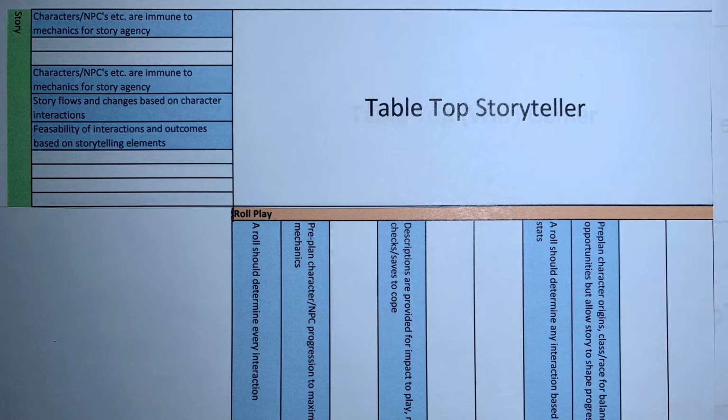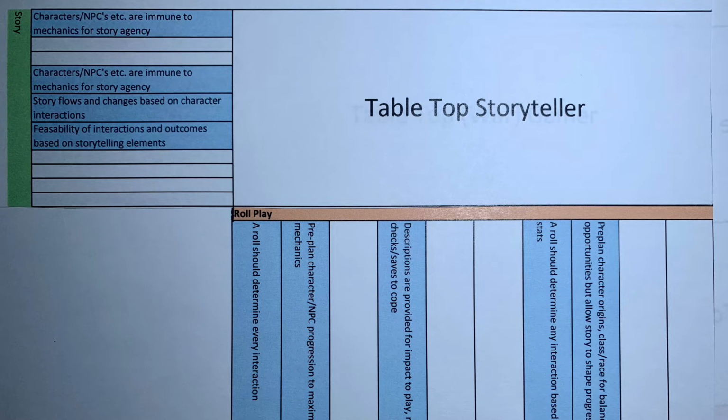So we'll look at both of the axes that we use for this chart so we can understand the concept a little bit better as we dive into this quadrant of our table and look at the Tabletop Storyteller. The first axis we'll look at is going to be the story section versus mechanics.